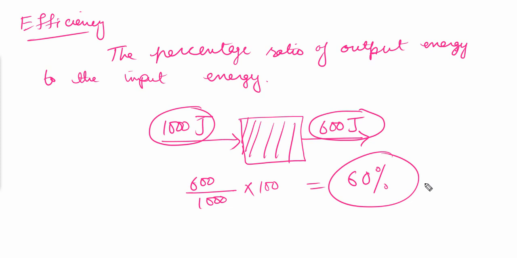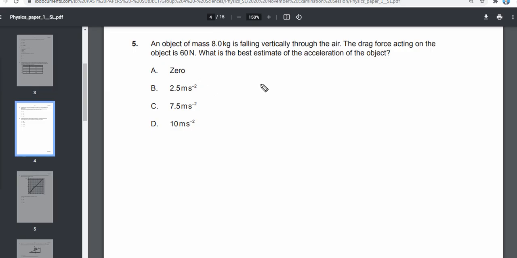So this is it for this topic of forces, and now we'll try some exam-related questions. Alright, so here we have an exam-related question for this topic. It says an object of mass 8 kg is falling vertically through the air. The drag force acting on the object is 60 Newton. What is the best estimate of the acceleration of the object?